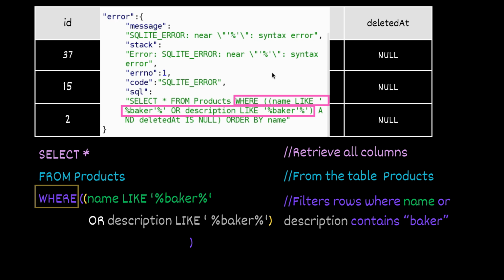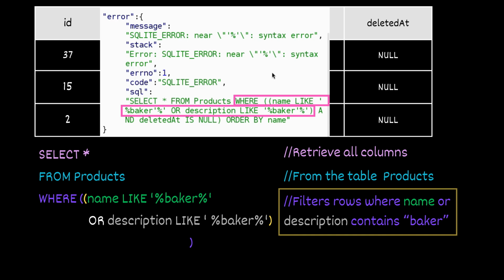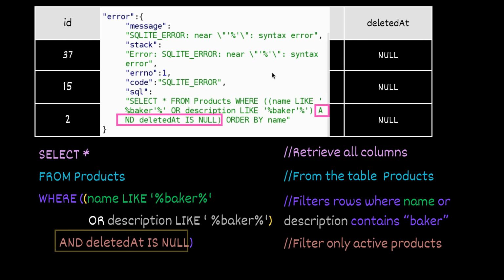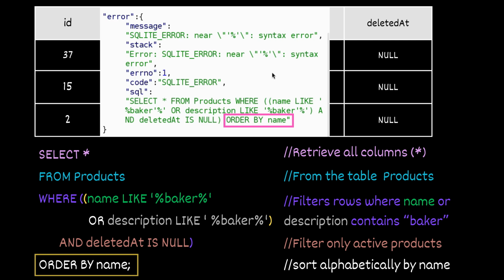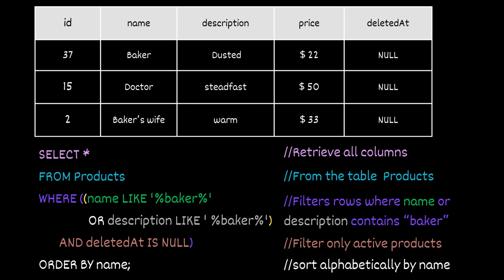SELECT * means retrieve all columns from the table named Products. WHERE filters the rows, returning only the products that meet the conditions inside the parentheses. LIKE is used for pattern matching, and the percent signs are wildcards that mean any sequence of characters. So this section filters rows where name or description contains baker. The second condition, AND deletedAt IS NULL, ensures only not deleted, or active, products are selected. Finally, ORDER BY name sorts the results alphabetically by the product name. This understanding helps Kim with the next step, crafting an injection that fits the query structure without breaking it.